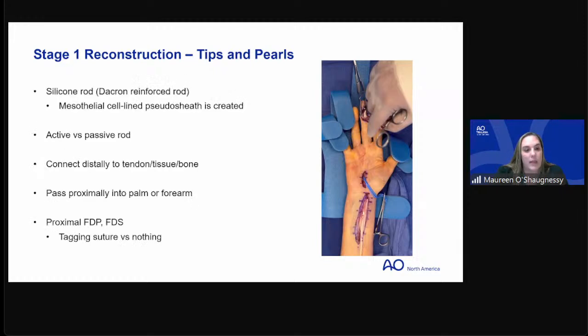And then you need to connect your tendon rod distally, either into the distal phalanx, or if you have some remnant tendon, you can suture into that or adjacent tissue, anything that you need to make sure that you get a secure connection of the silicone distally. Pass it proximally into the palm or the forearm, depending on your preference. And then, kind of the question is, what do you do with that FDP and FDS stump? Do you tag them for later if you want to try to use them for the donor graft, or you just leave them be? I tend to just leave them alone and go to a different inset proximally in the future.